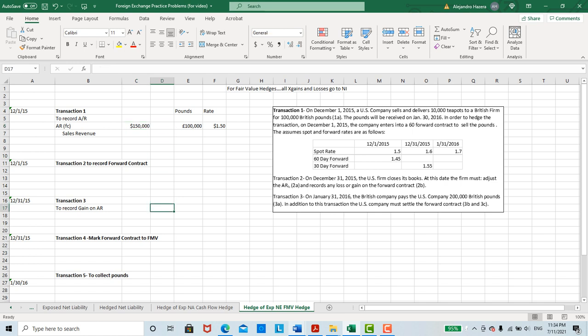Okay, and so you're going to record $150,000 in sales revenue. With that, the transaction 2 is to record the forward contract, and it's going to be somewhat similar. In fair value hedges, you record the forward contract, and then we're going to have a gain on the accounts receivable, and we're going to mark the forward contract to market. Which is not what we did before. We just sort of use it as a perfect hedge against the accounts receivable.